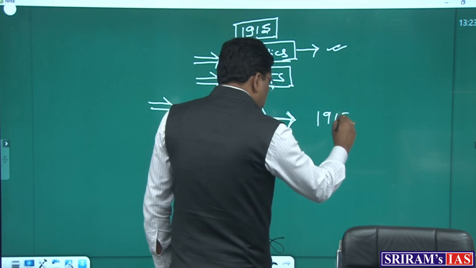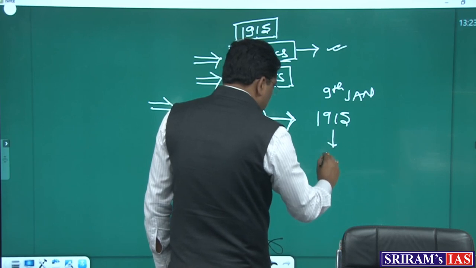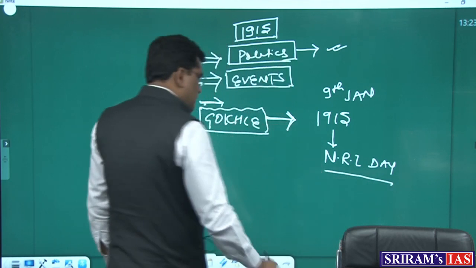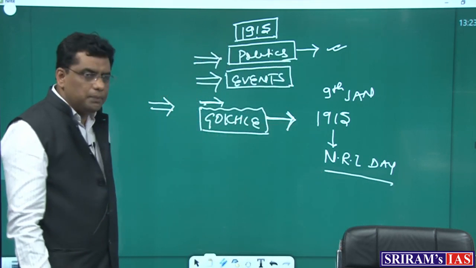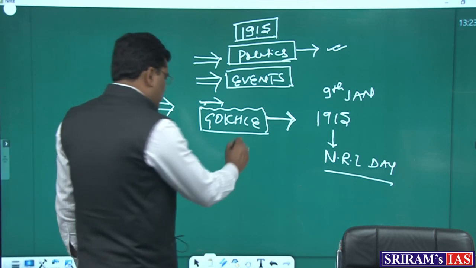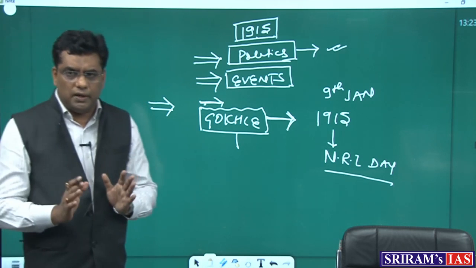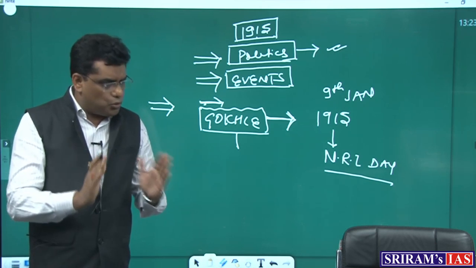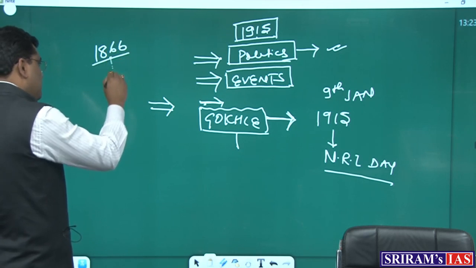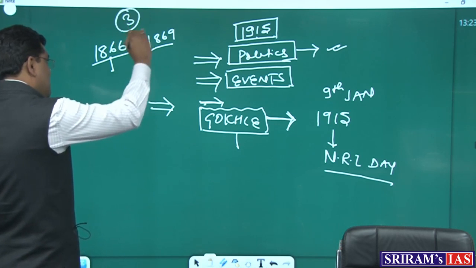1915 when Gandhi came to India, 9th January 1915, which every year the Government of India celebrates as NRI Day. So 9th January 1915. And in the year 1915 itself, Gandhi had a meeting with Gokhale, and Gokhale gave two fundamental lessons to Gandhi. Look, in terms of age, Gandhi and Gokhale are not so much junior or senior. You can see 1866 was the birth of Gokhale and 1869 was the birth of Gandhi, so only 3 years senior in Indian politics.